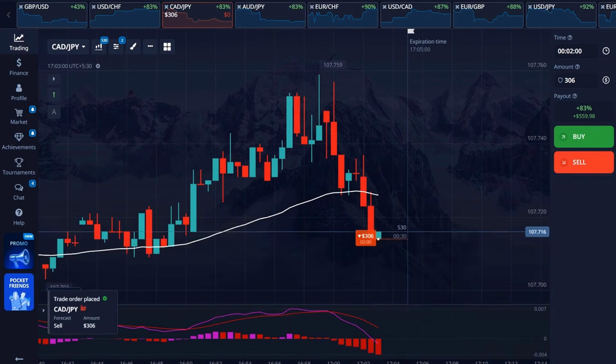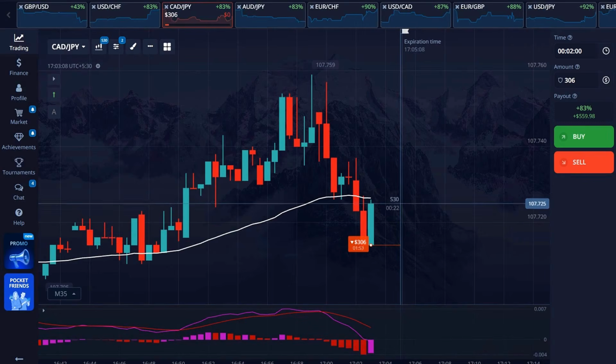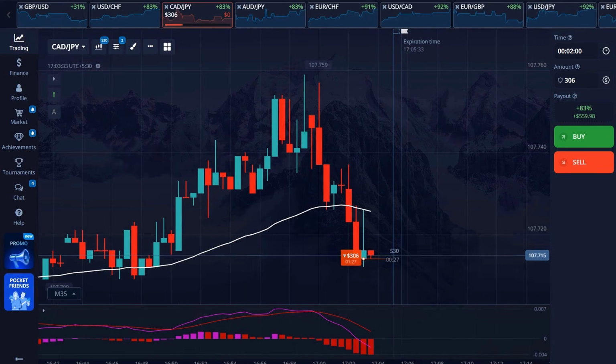Pro tips: use a zoomed-out chart to confirm trend direction before entering. Wait for at least the second histogram bar for stronger confirmation. And don't overtrade. 2 to 3 quality setups per session are enough. This simple setup can help you catch momentum bursts early, especially during the London and New York sessions, when volatility is strongest.